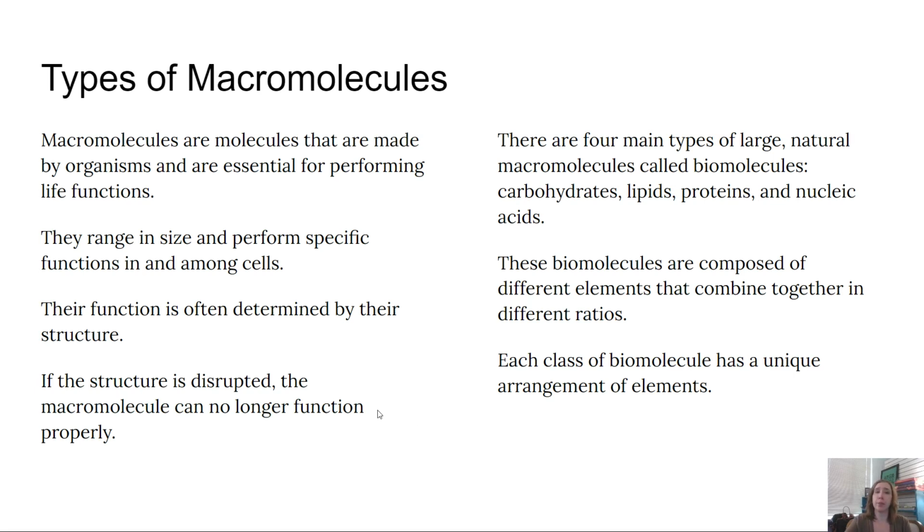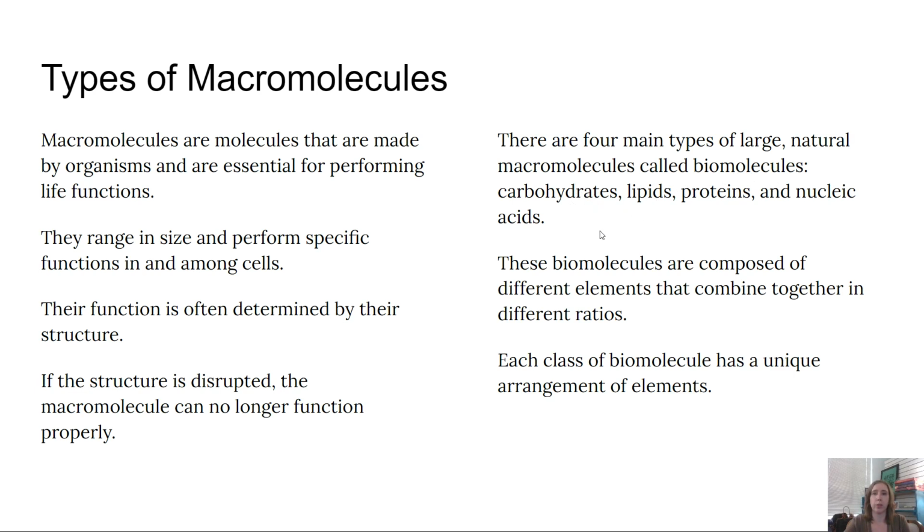Okay, types of macromolecules. They are molecules that are made by organisms and are essential for performing life functions. They range in size and perform specific functions in and among cells. Their function is often determined by their structure. If the structure is disrupted, the macromolecule can no longer function properly. There are four main types of large natural macromolecules called biomolecules: carbohydrates, lipids, proteins, and nucleic acids.